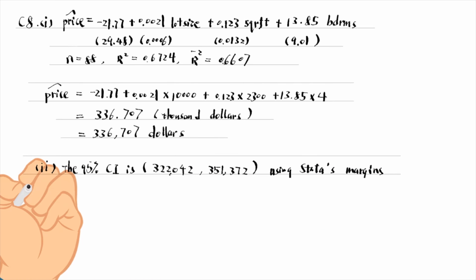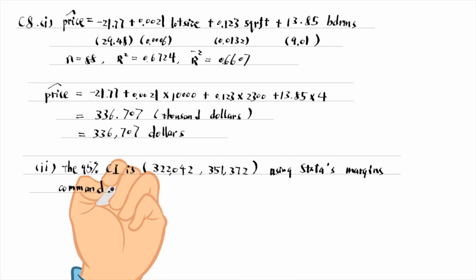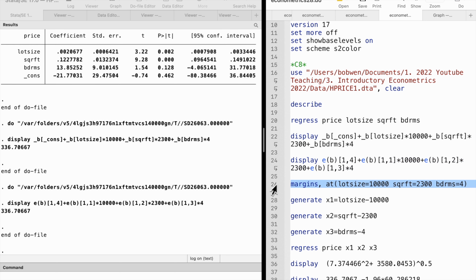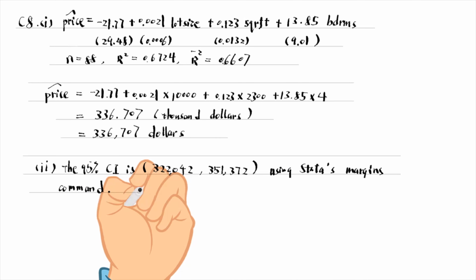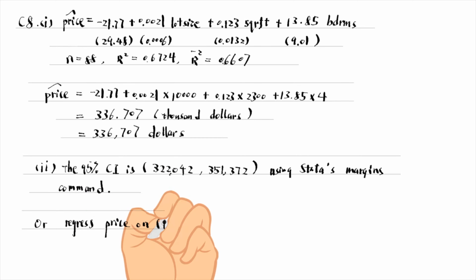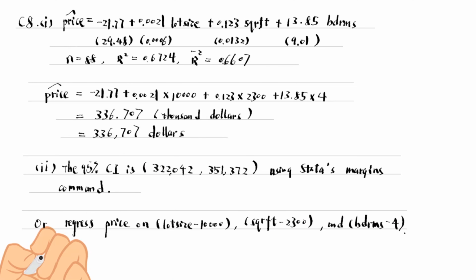We can obtain the 95% confidence interval for the second question directly using Stata's margins command. Putting all the evaluation values in the parentheses after the at option, we can find the predicted price along with its 95% confidence interval. It is from $322,042 to $351,372. We could also use the method in the textbook to find the confidence interval.